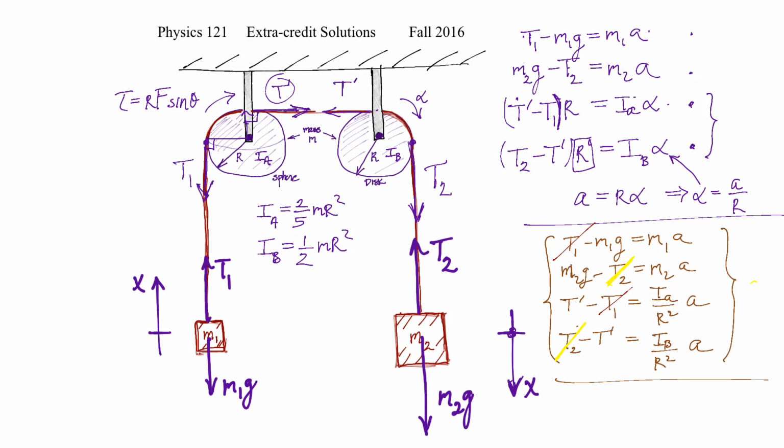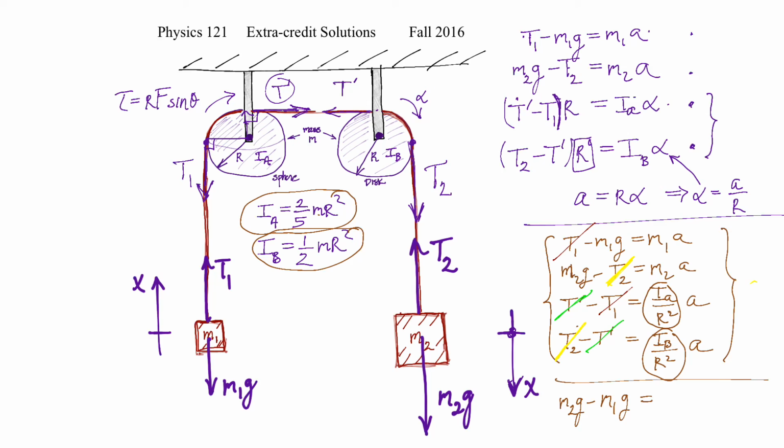And likewise, T prime here will cancel with minus T prime here. So the only thing I'm left with when I do this problem is M2G minus M1G, and on the right hand side, notice that IA over R squared, I look at this equation here, and you can see that IA divided by R squared is just 2/5 M. Likewise, IB over R squared, looking at this equation, is just 1/2 M.